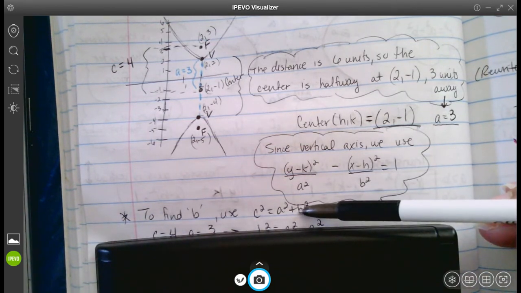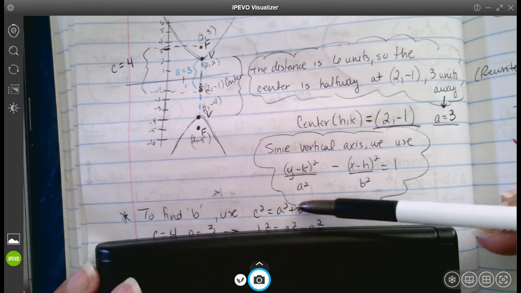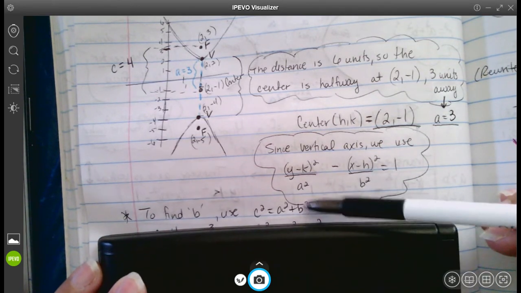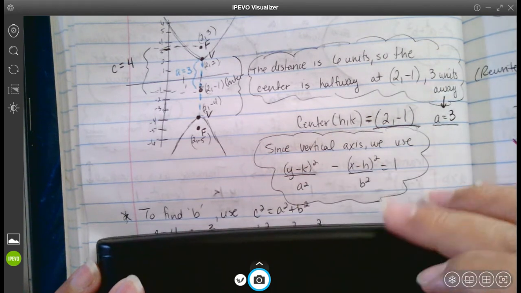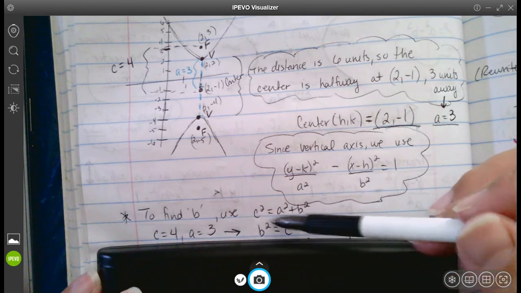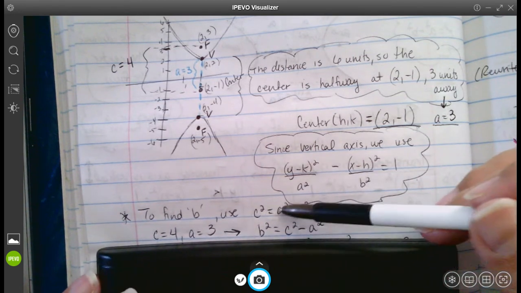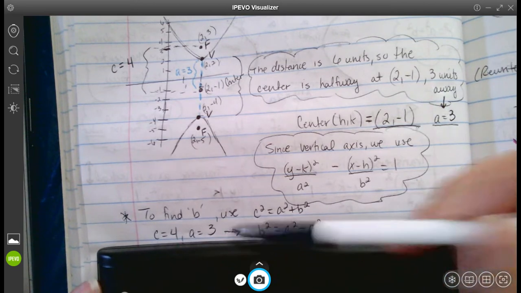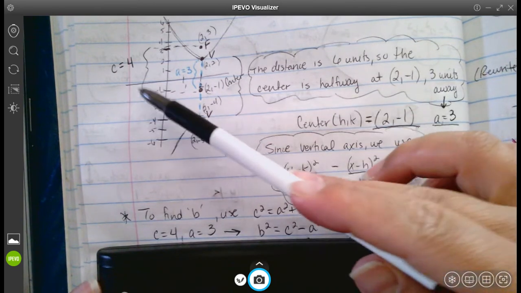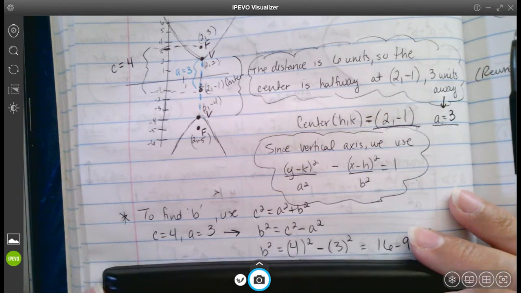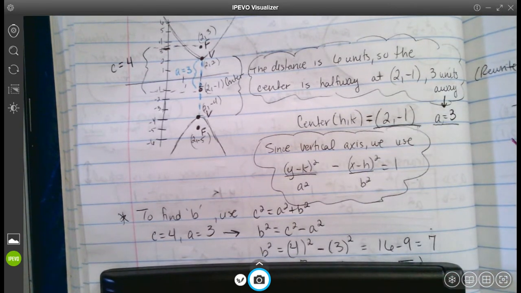I went ahead and used my formula: c squared is equal to a squared plus b squared. We're solving for b squared, so we want to move the a squared over. We subtract a squared from both sides, and we end up with c squared minus a squared, which is what I have right here. Again, c equals 4 and a equals 3, which I found here and over here by just counting. So we plug it in like so, and we get that b squared is equal to 7.